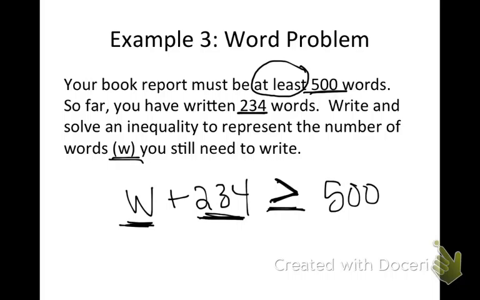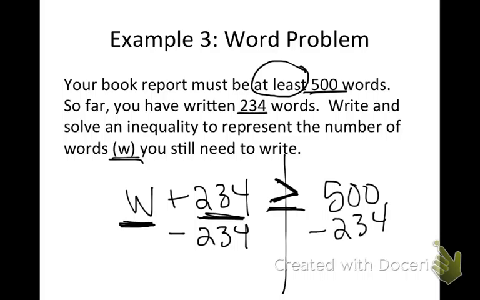Okay, now I need to solve this. I see a plus 234. I want to get my W by itself. So I'm going to subtract 234. Again, whatever I do to one side, I have to do to the other. So I need to write at least 166 more words. That's the minimum. I really want to write more words than 166.